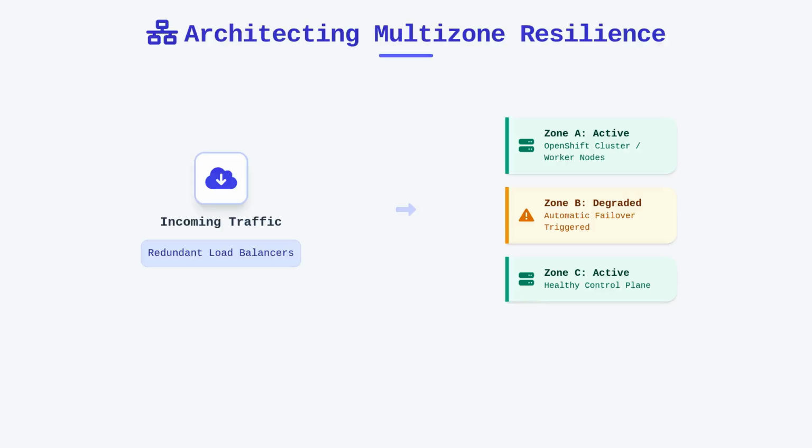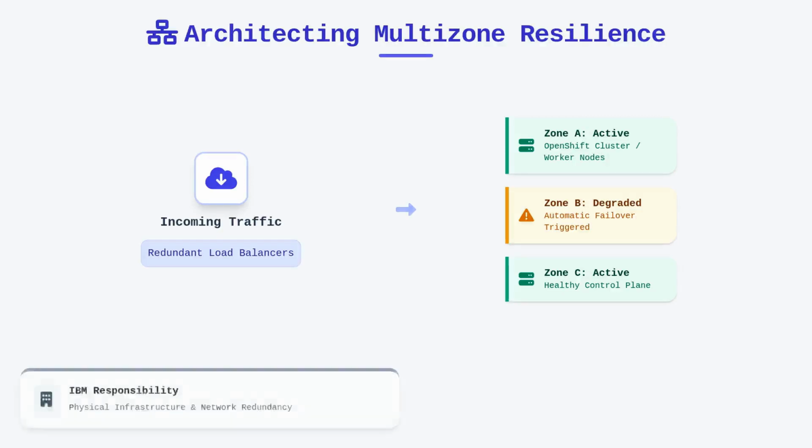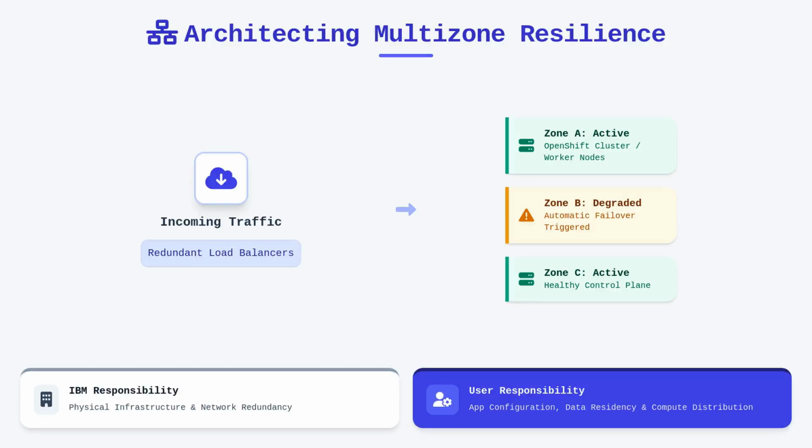affected infrastructure remains isolated. It is a common misconception that simply choosing a cloud provider grants you automatic high availability for all components. Instead, the shared responsibility model dictates that while IBM is responsible for the redundancy of the physical and network infrastructure, you as the user must explicitly configure your applications to leverage these capabilities. You must decide where your data resides and how your compute instances are distributed to satisfy your specific uptime requirements.